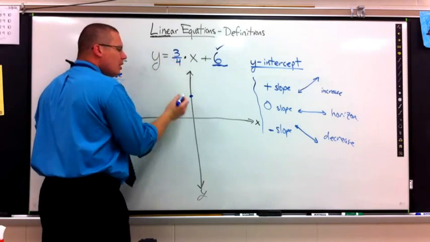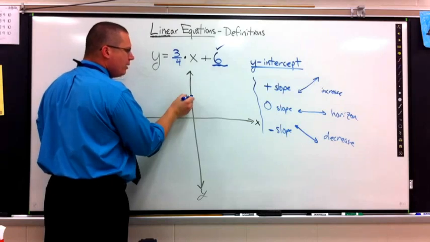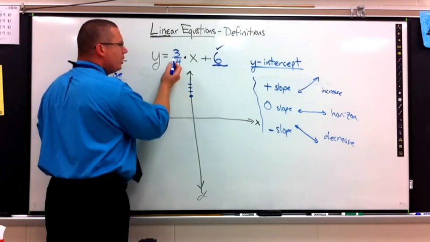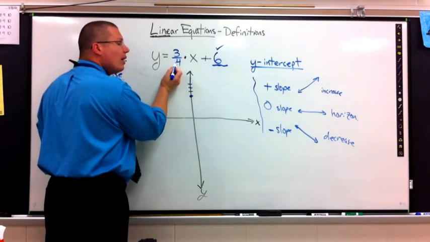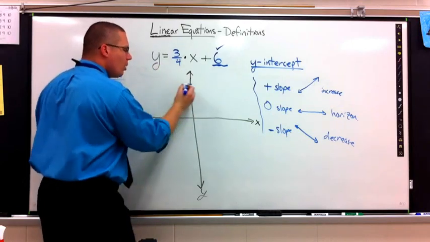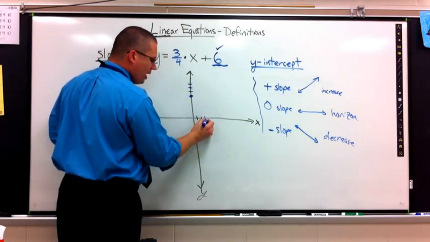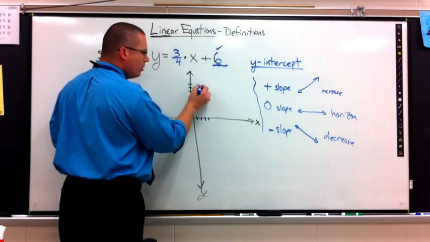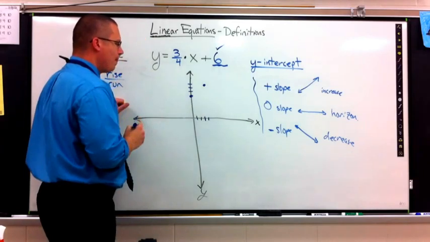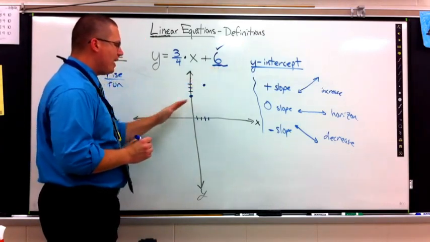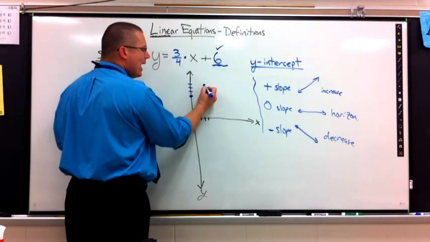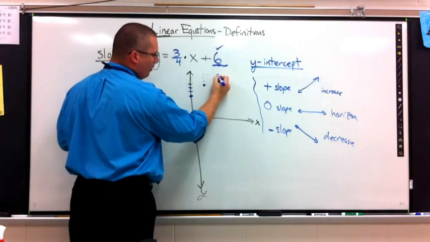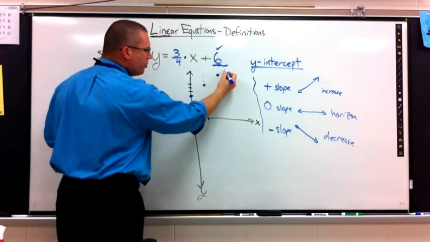Now they're both positive. So if I start here in rise 3, positive 3 is up. 1, 2, 3, rise 3. From there, I must run 4. It's a positive 4, so I go to the right. Run 4. 1, 2, 3, 4. Up 3, 1, 2, 3, over 4, 1, 2, 3, 4. Put a point. Now my tilt is getting framed out. From that point, I can go again. Up 3, over 4. Put another point. And what I'm going to start doing is making a straight line.